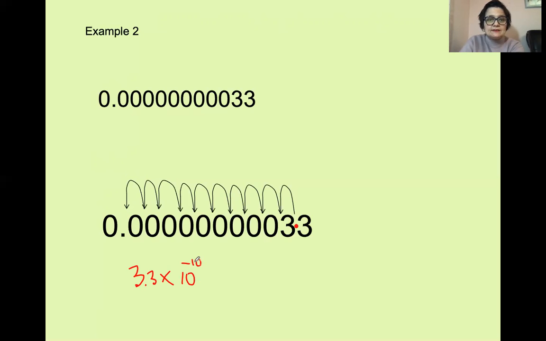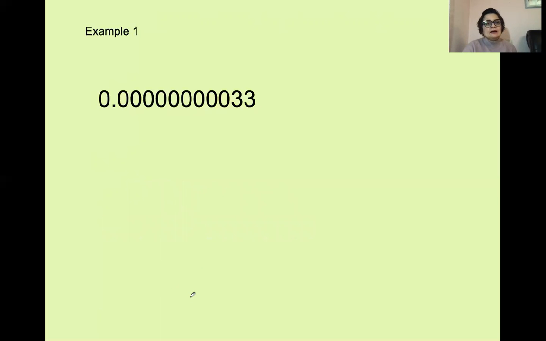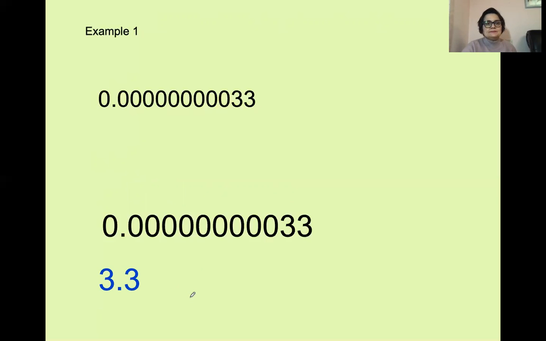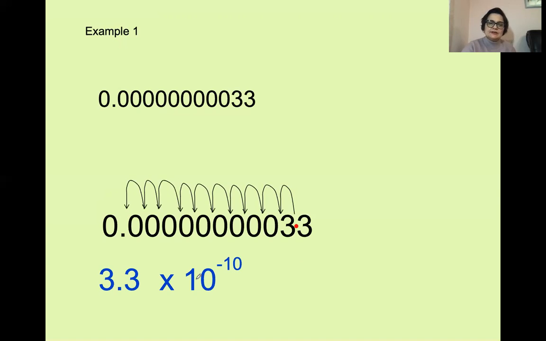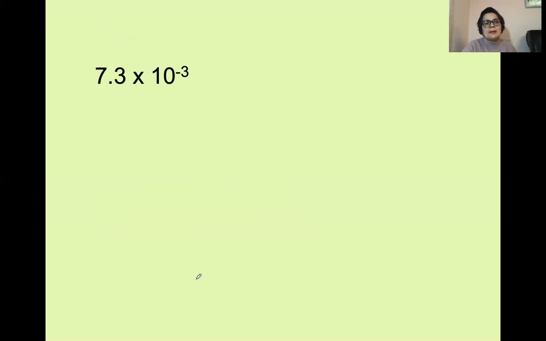So let's have a look again. We have 1, 2, 3, 4, 5, 6, 7, 8, 9, 10. So 3.3 times 10 to the power of minus 10. There it is, 3.3 times 10 to the power of minus 10.